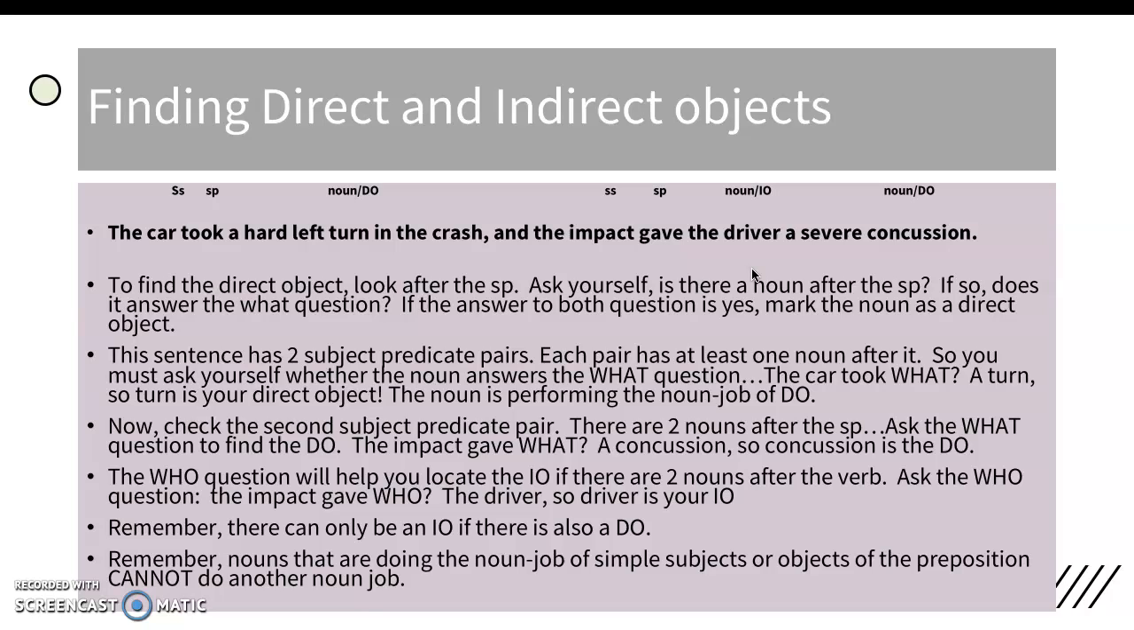No noun that is already the simple subject or already the object of the preposition can be the direct object or the indirect object. And remember, there's only going to be an indirect object if there is also a direct object. Okay? Now, if you're looking for indirect and direct objects in your sentence, pause now and use these helpful tips to find them.